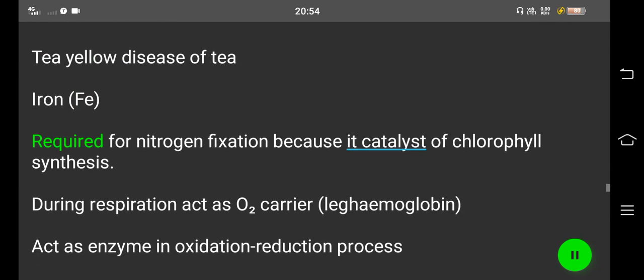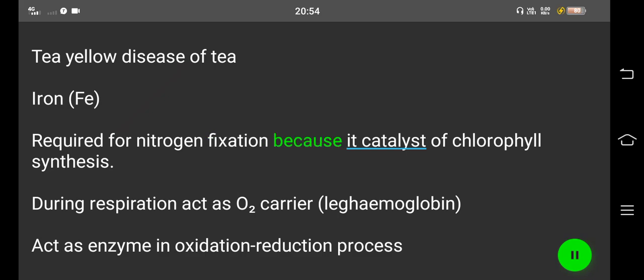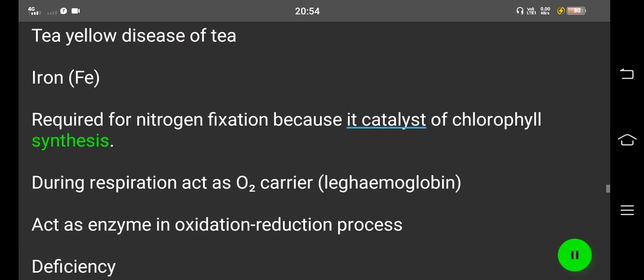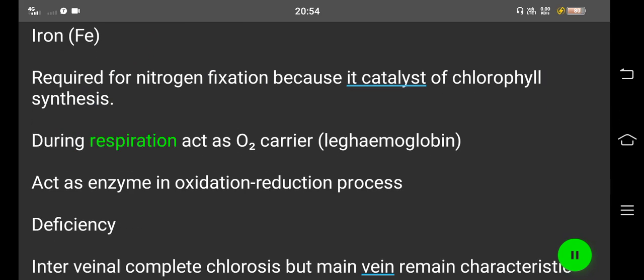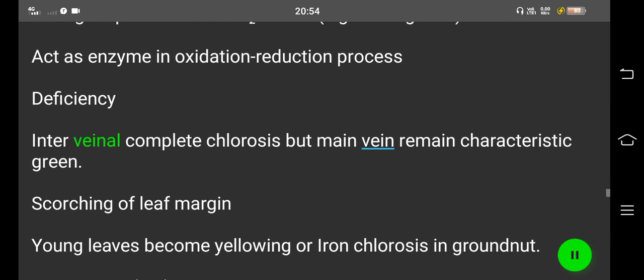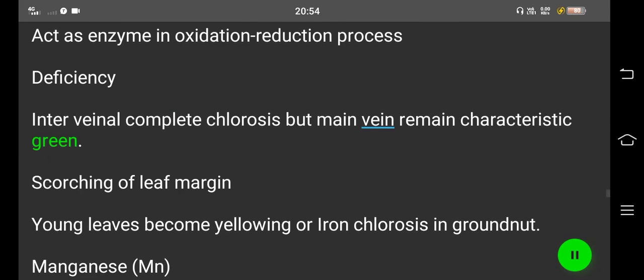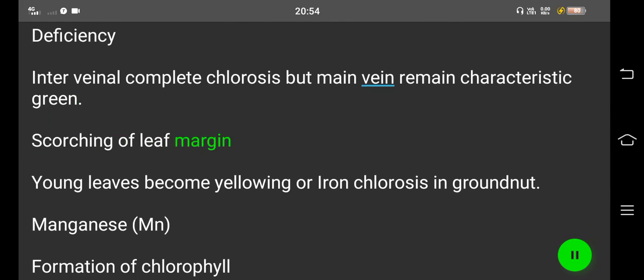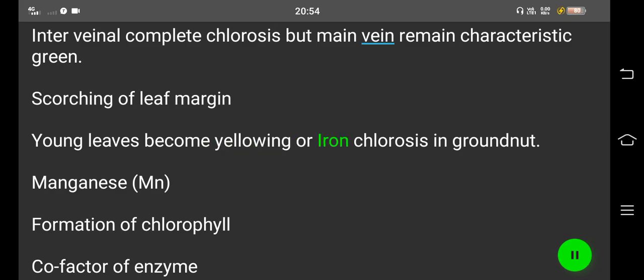Iron, Fe. Required for nitrogen fixation because it is a catalyst of chlorophyll synthesis. During respiration it acts as an O carrier, like leghemoglobin. It acts as an enzyme in oxidation reduction processes. Deficiency: interveinal complete chlorosis but main veins remain characteristically green. Scorching of leaf margin. Young leaves become yellow, as in iron chlorosis in groundnut.